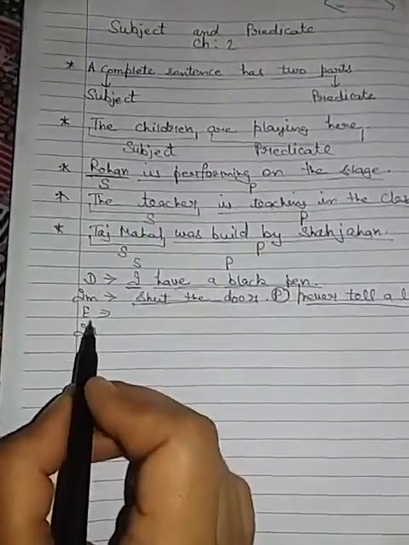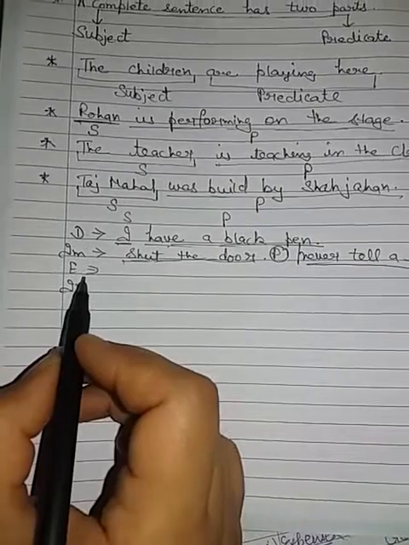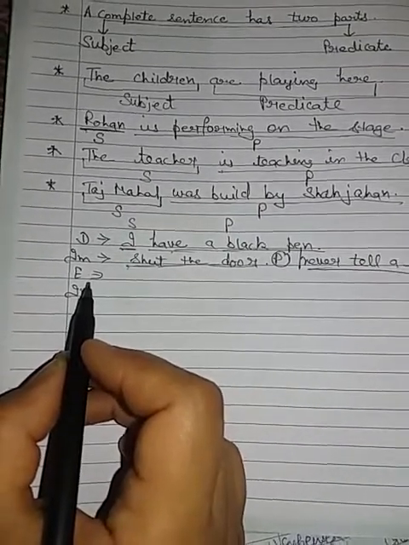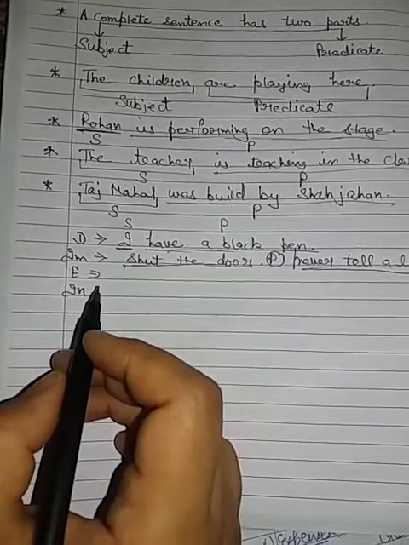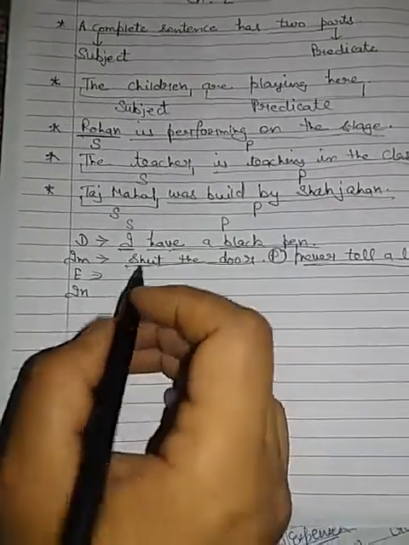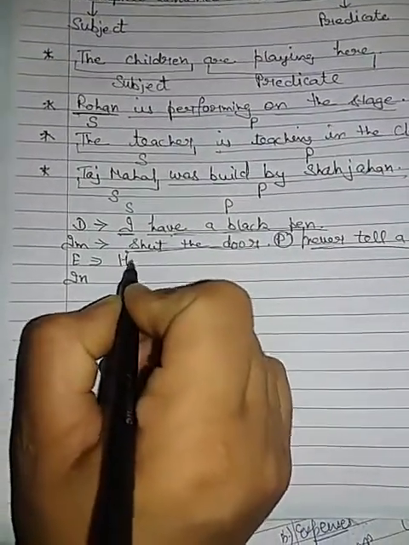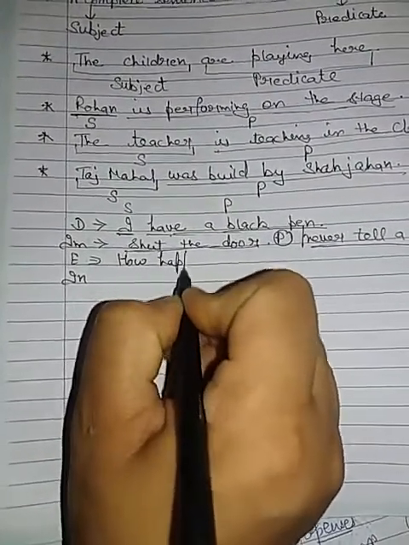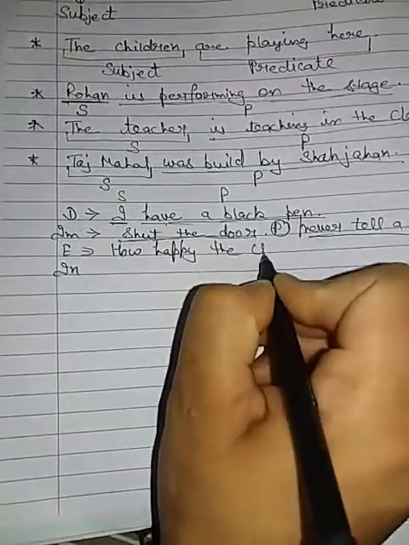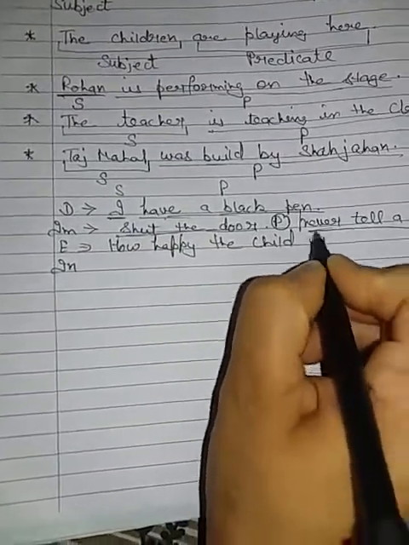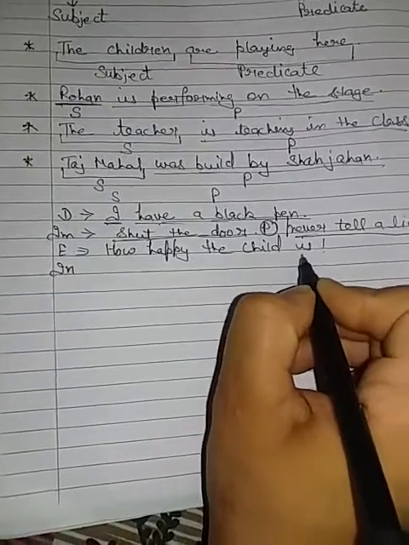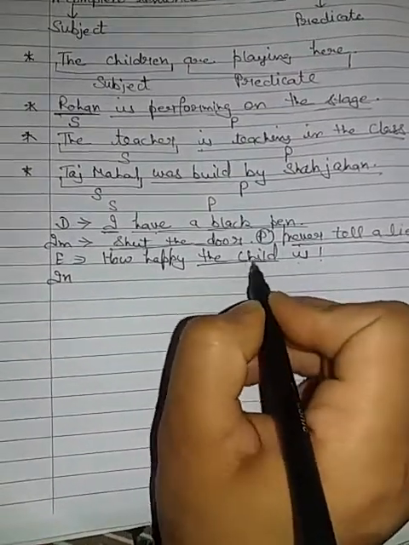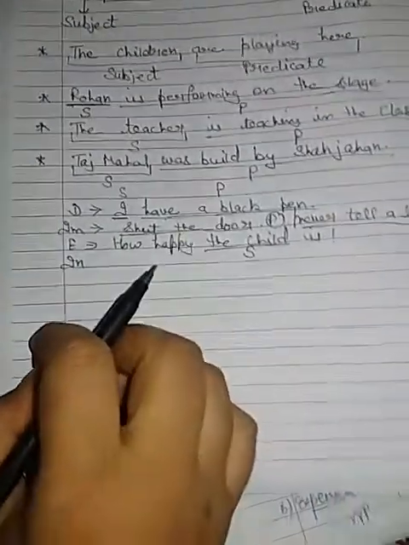Then we have the exclamatory sentences. In the exclamatory sentences the subject comes before the verb. Like, how happy the child is. ठीक है, this is our helping verb. Subject is coming here. So this is the subject and the rest of the part is the predicate.